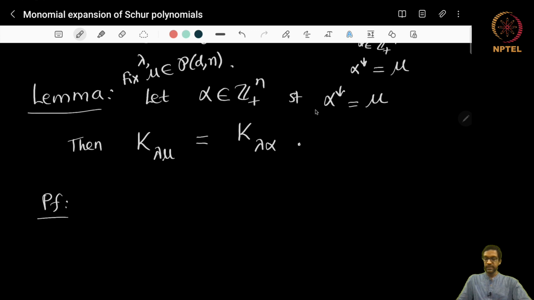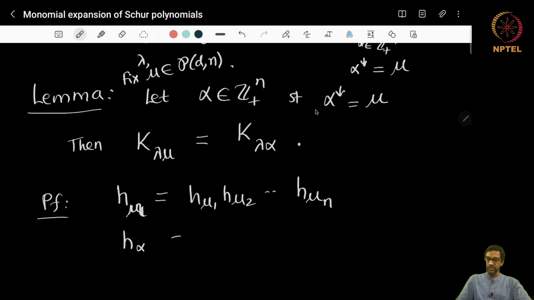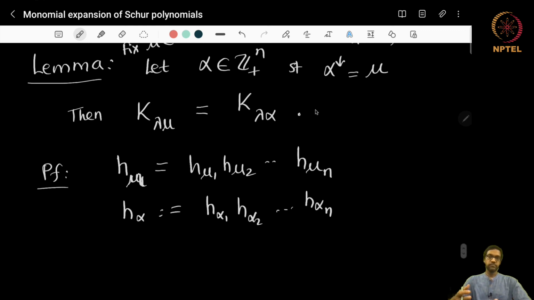So recall, how did we get these K lambda mu's? They actually originally arose when you attempted to take products of h mu, right? So what was h mu? This is h mu1, h mu2, and so on. Let me assume mu has been padded with some extra zeros so that it finally has n parts. So some of them might just be h zeros. Now what is h sub alpha? Let's just define it like this. It's the product h alpha 1, h alpha 2, up to h alpha n. It's just the product of those numbers.